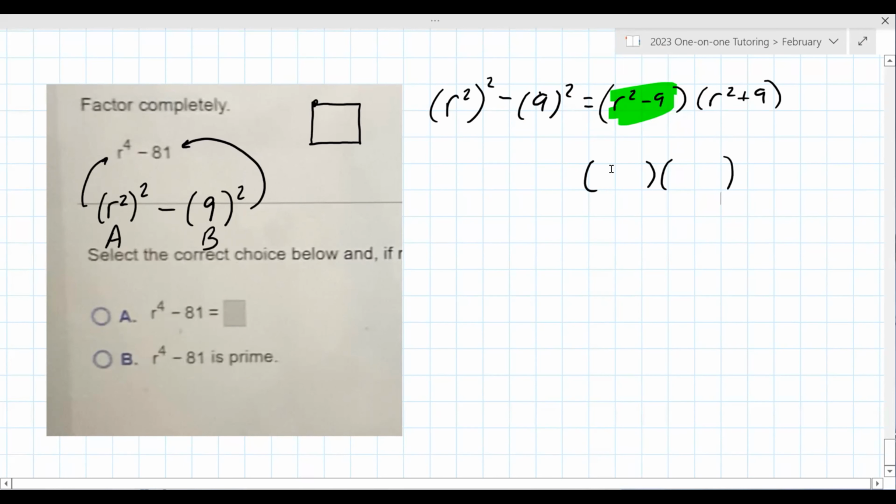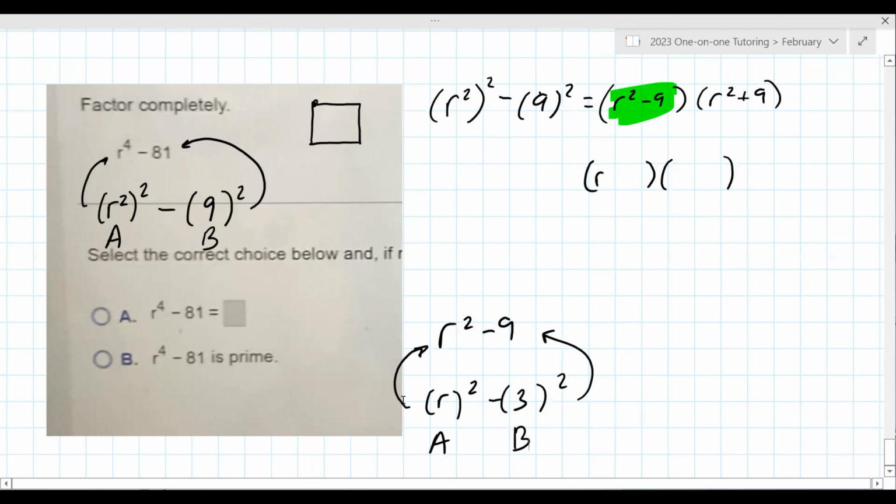Let's just break it up over here. What squared minus what squared gets you back to the previous line? r and 3. Good. So that's your a and your b. So you're going to write a minus b, r minus 3.